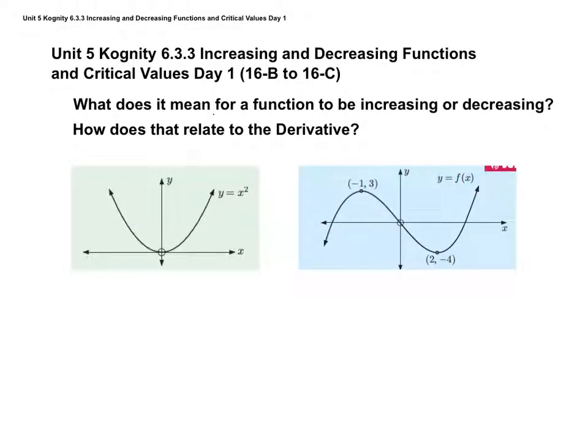All right, so we want to start by looking initially at increasing and decreasing, and then see what these critical points are. And as we find the critical points, then see, okay, what use do these things have? So first of all, what does it mean for a function to be increasing or decreasing, and then how does that relate to the derivative? Okay. So if I'm looking at this parabola on the left, as I go from left to right, where is it decreasing?